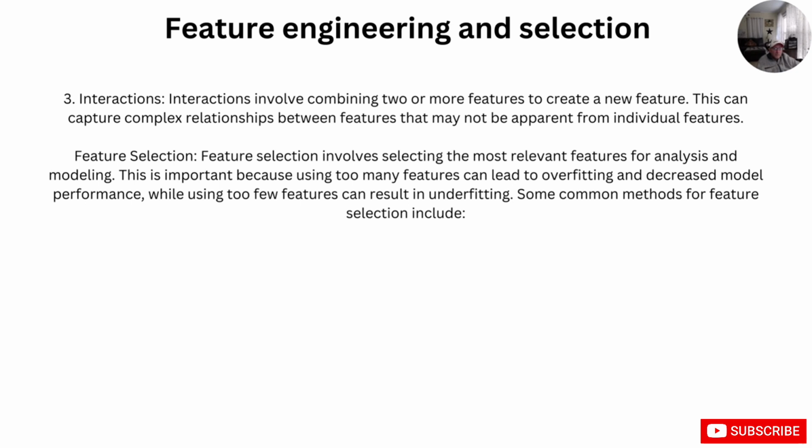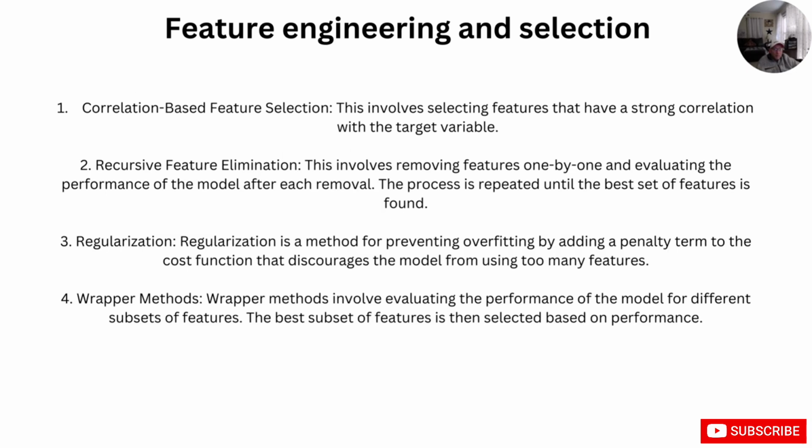Feature selection. Feature selection involves selecting the most relevant features for analysis and modeling. This is important because using too many features can lead to overfitting and decrease model performance, while using too few features can result in underfitting. Some common methods for feature selection include number one, correlation-based feature selection.